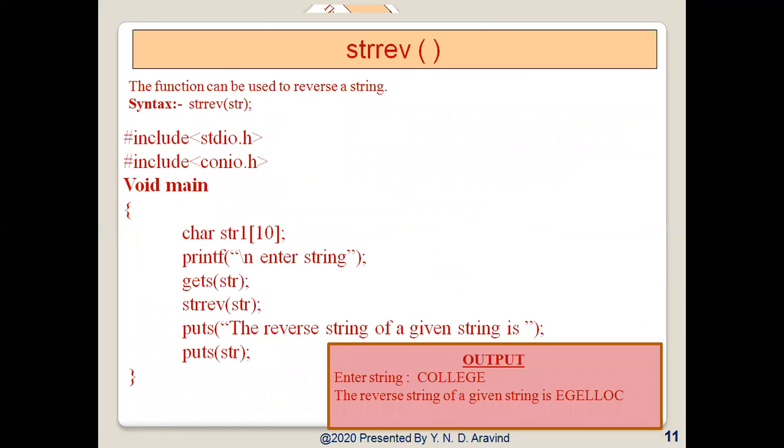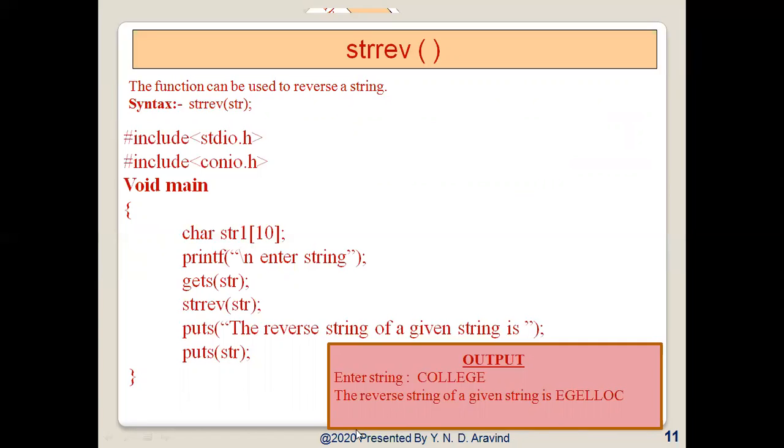Next string function we are going to use is strrev, string reverse. This function can be used to reverse a string. Whatever value you give, that value will be reversed and stored in the same variable. Here I have taken str1 of 10. That is, str1 is declared to be a string variable whose size is 10. So each of these variables can store up to 10 characters, including the null character.